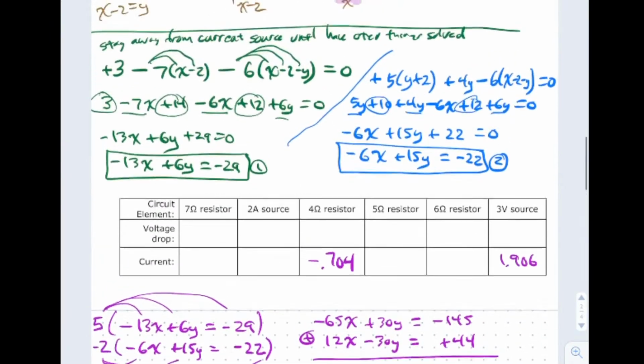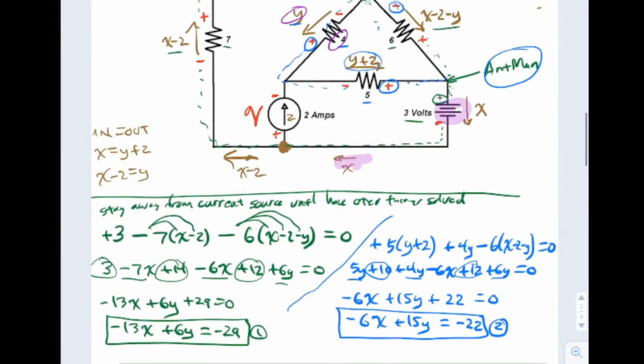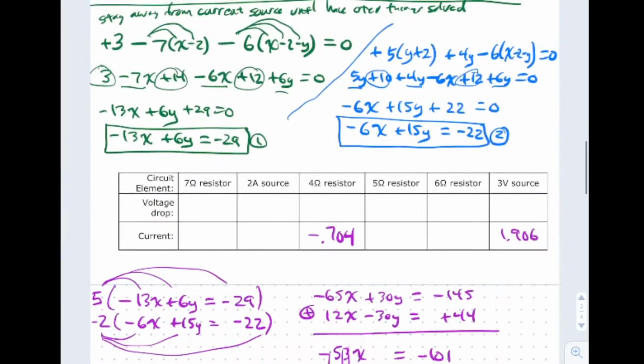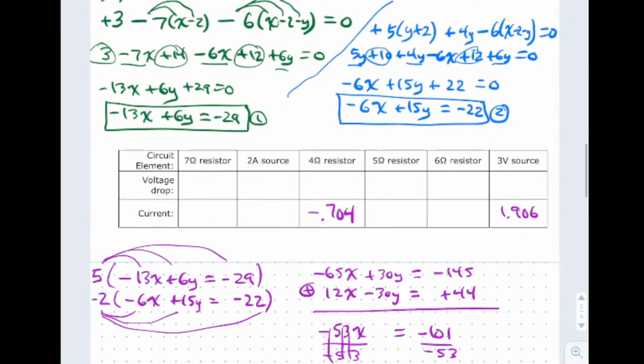Okay, so you got the y there. Okay, we can figure out this current. It's a y plus 2 going through the 5 ohm. So this is a y plus 2. By the way, this was x. Sometimes it's handy to kind of do this. This is x, this is y plus 2. So y plus 2, you take the negative 0.704 and you add 2 to it, and you end up with a 1.296.